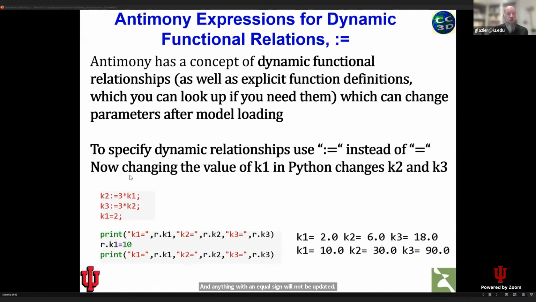We've heard already in Python and C about the difference between a single equals, which is an assignment, and a double equals, which is a logical comparison. Antimony has a dynamic functional relationship, colon equals, that says continually check if the right-hand side of this is updated and make the update. That's called the functional relationship. If I write K2 colon equals 3 times K1, and I change the value of K1, now the value of K2 will change. Now, there are some limitations about how you can do that, which we're not going to talk about right now.